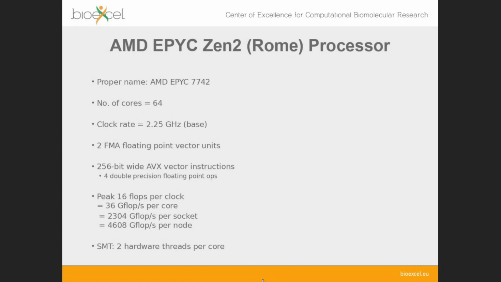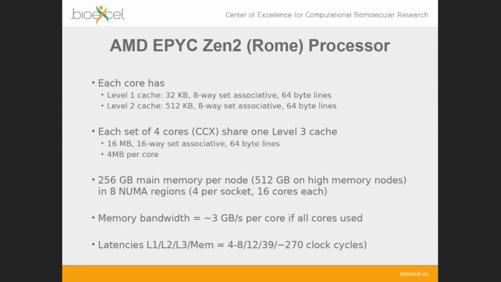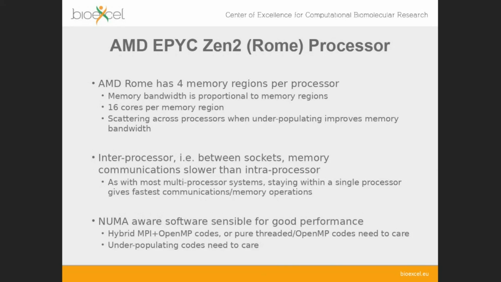So for the processors on ARCHER2, you can look back and see that there's some data here about the vectorization possibilities and the SMT possibilities and the sizes of the caches and the relative speeds in terms of how fast they're accessed. It's just for information.